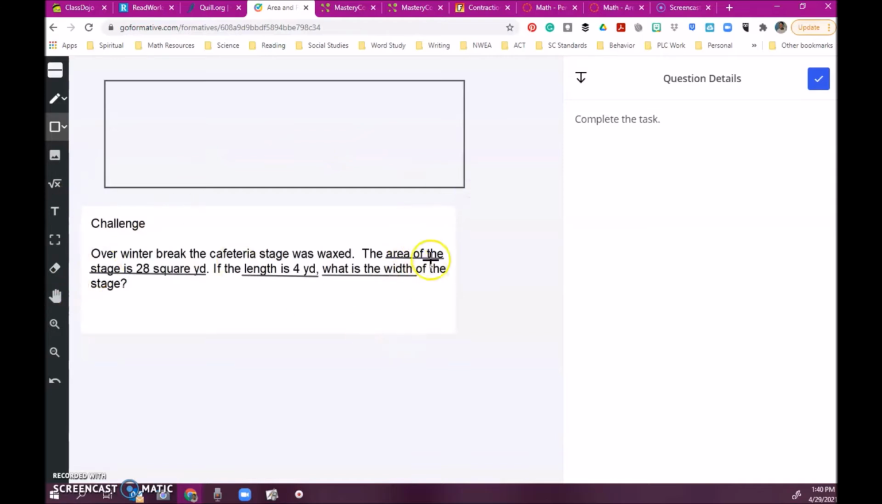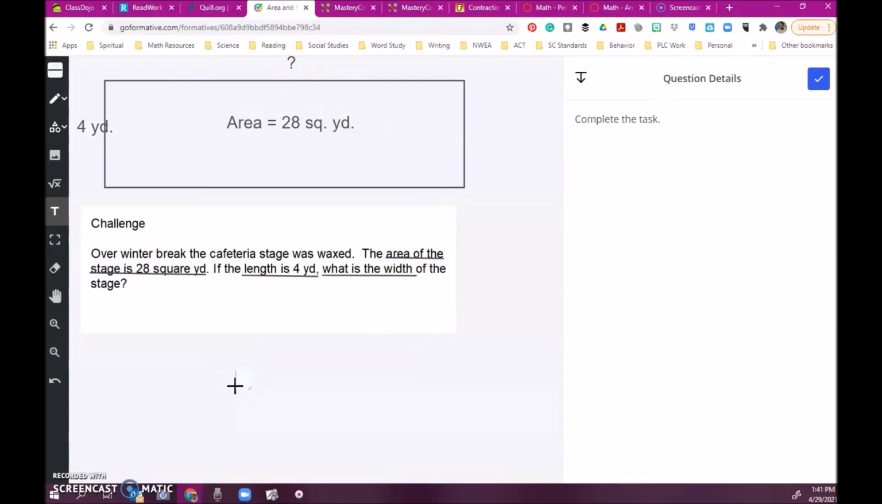And we're going to fill in the information we already know. We know that the area of the stage is 28 square yards. So I'm going to go ahead in the center and put area equals 28 square yards. The other thing that we know is the length is 4 yards. So we're going to come out here and fill that information in. What we don't know is the width. That's what they're asking us to figure out.